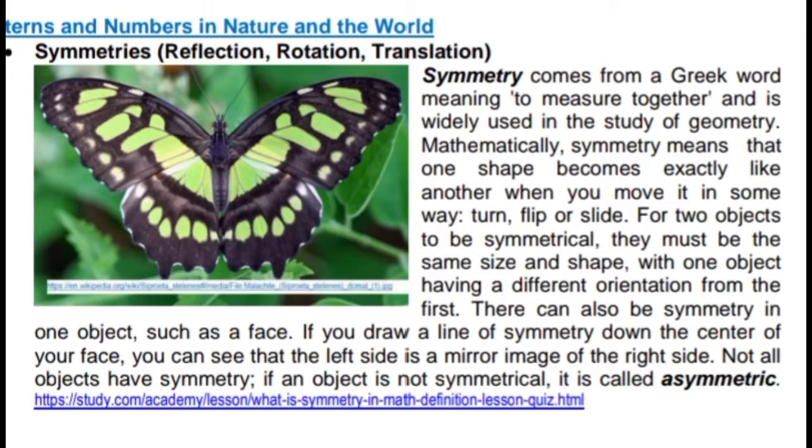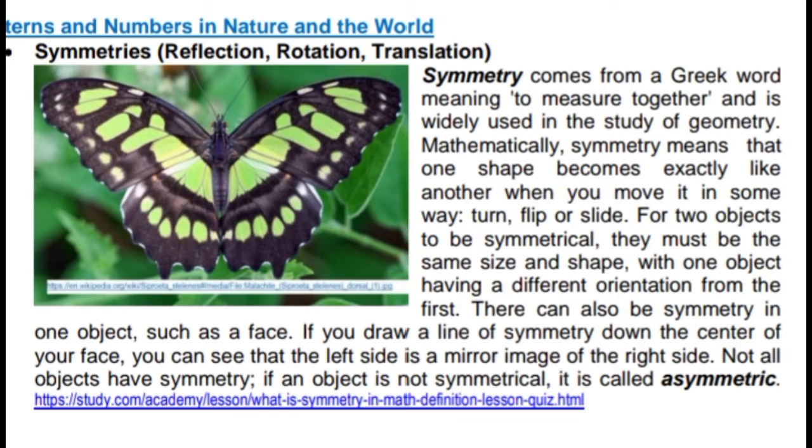Symmetry comes from a Greek word meaning to measure together and is widely used in the study of geometry. Mathematically, symmetry means that one shape becomes exactly like another when you move it in some way: turn, flip, or slide. For two objects to be symmetrical, they must be the same size and shape, with one object having a different orientation from the first.